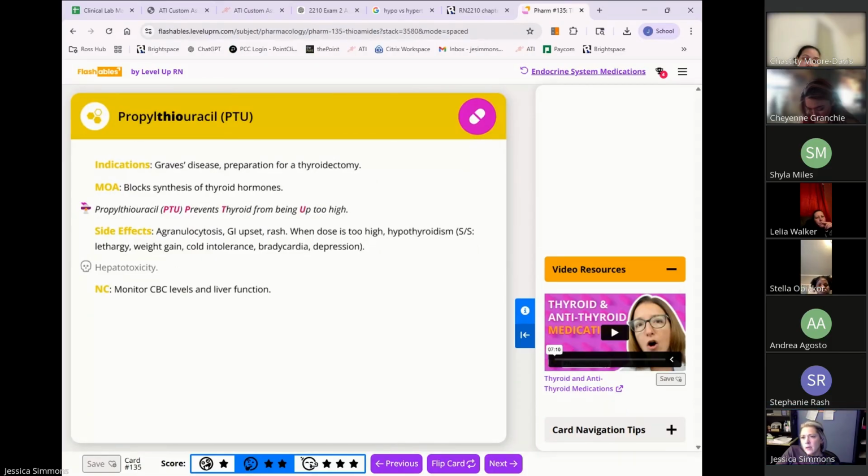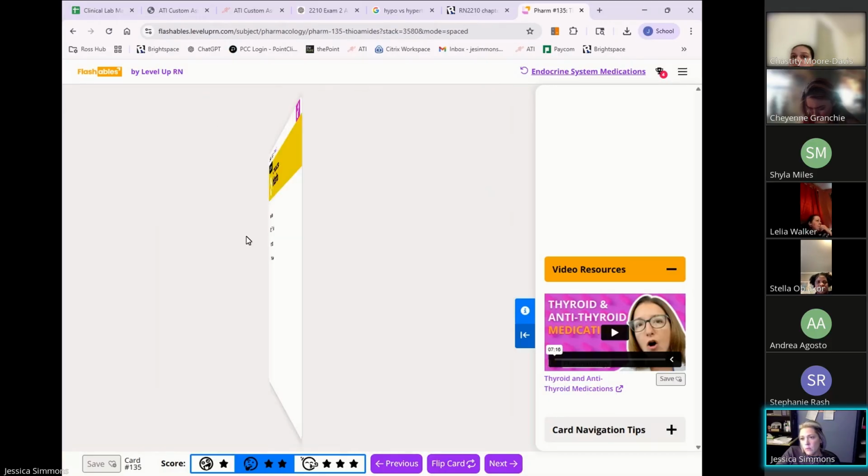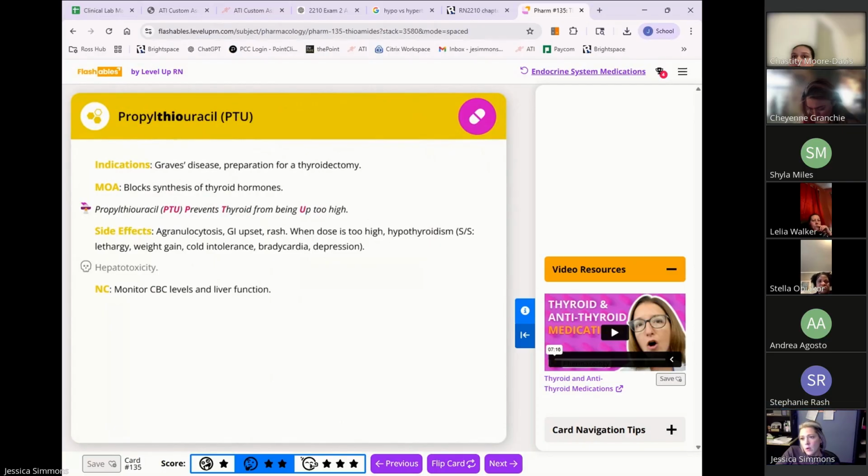This is the PTU. We talked about methimazole and PTU. Okay, so these are both for hyperthyroidism. We talked about agranulocytosis. If you take too much of it, it will induce hypothyroidism. Okay.